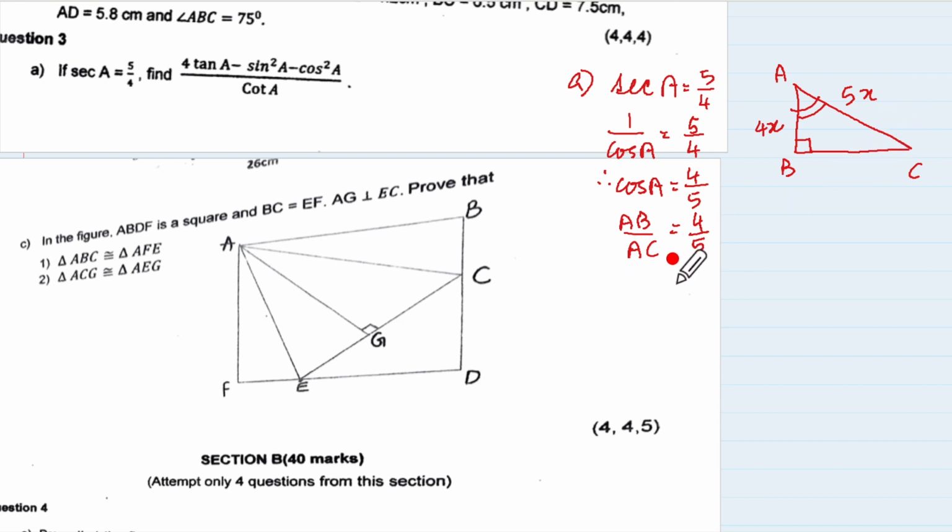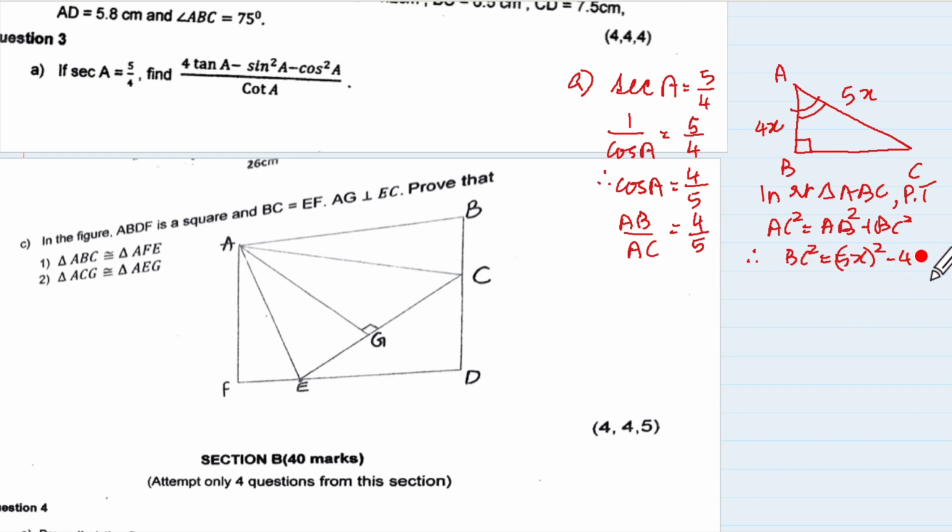Now BC, you will use the Pythagoras theorem, and you will say that in right triangle ABC, by Pythagoras theorem, AC square is equal to AB square plus BC square, and therefore our BC square will be equal to 5x whole square minus 4x whole square. That will be 25x squared minus 16x squared, which is 9x squared. So my BC becomes root of it, which is 3x units. Alright, so we'll write here 3x units.